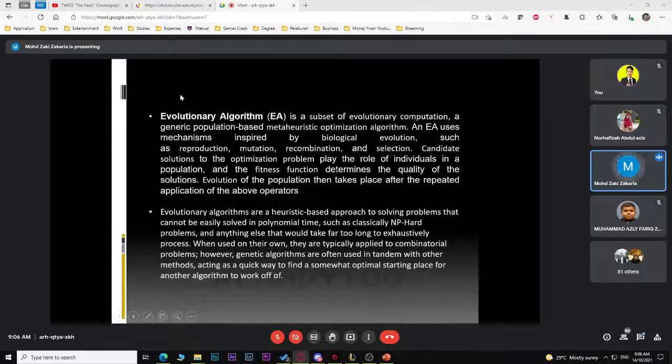Okay, EA is a heuristic-based approach to solving problems that cannot be easily solved in polynomial time. Okay, what does it mean, heuristic-based approach?